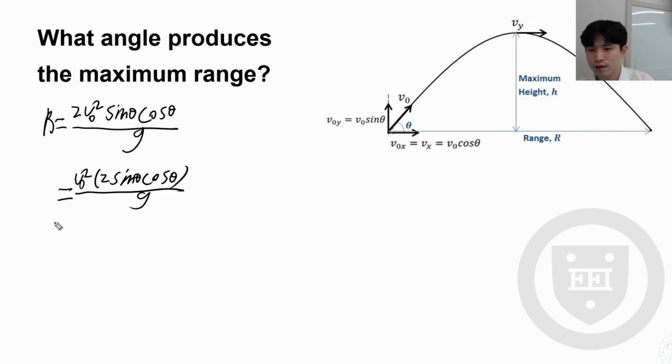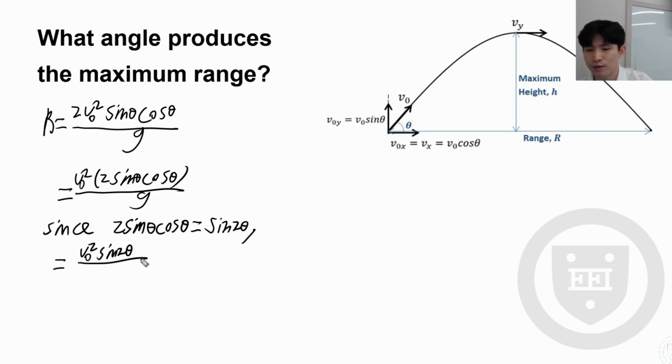And since by the double angle identity of sine, 2 times sine theta cos theta can be expressed as sine 2 theta, R can be expressed as V0 squared sine 2 theta over g.